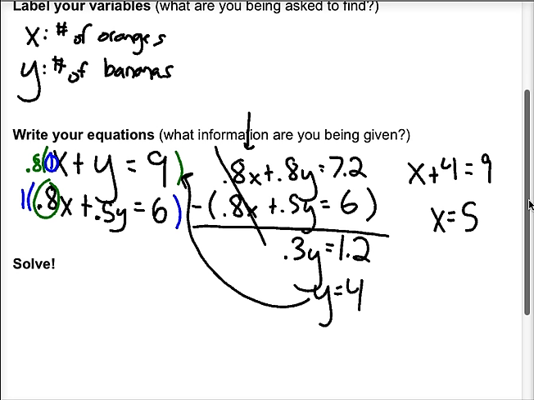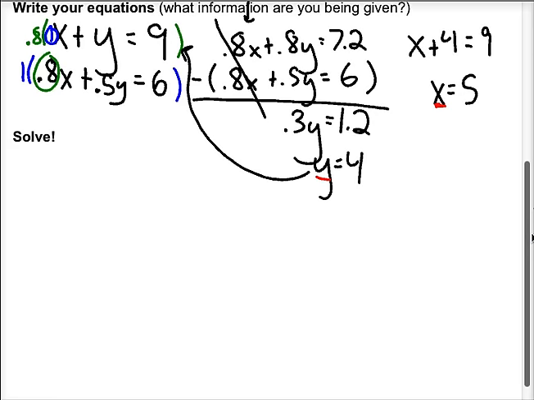Now, just telling me x is 5 and y is 4 doesn't really answer the question. The question had a context to it. This was a word problem. That x is representing oranges and that y is representing bananas. So I actually want to go back and answer the context of the problem.